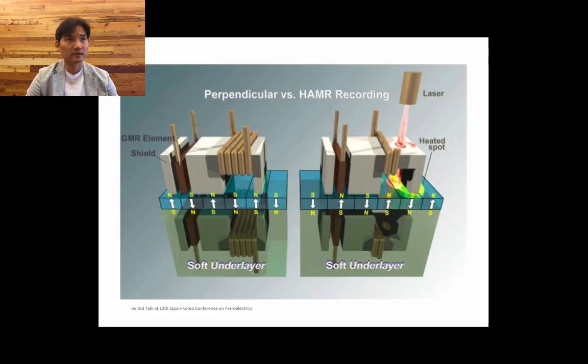This is a schematic that shows how people have worked on perpendicular magnetic recording and are now changing to HAMR, where they are adding a laser to heat the media to soften the switching field and write easily, and then put it at room temperature to increase the reliability.